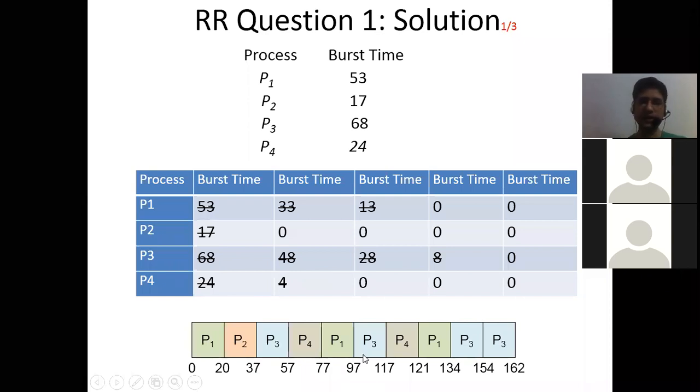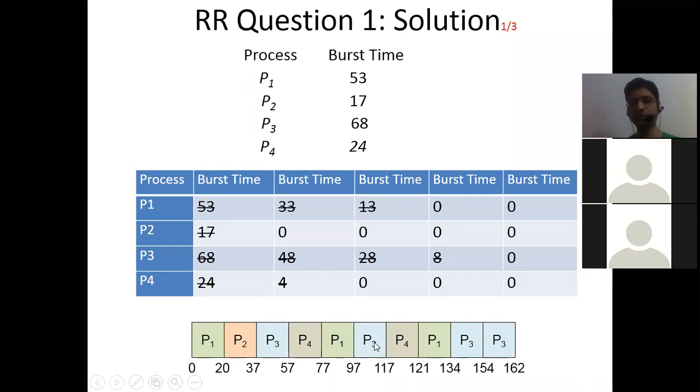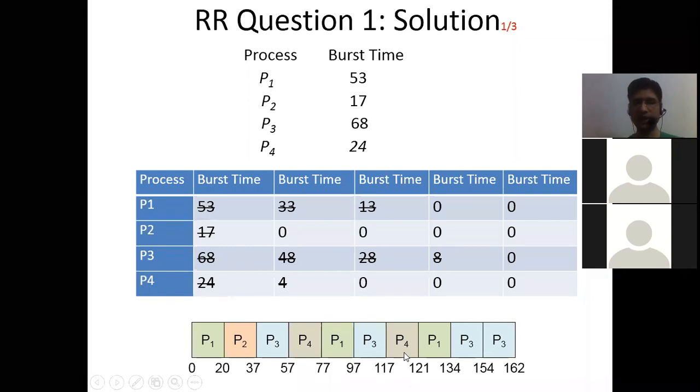So P3 will be given the time slot after the P1. And here P1 is removed and goes to the ready queue. Now once P3 has completed, it has again go to the ready queue. And then we can have this P4, four burst time has remaining. So again, P4 is coming. Here you can see that this is just like a FCFS.